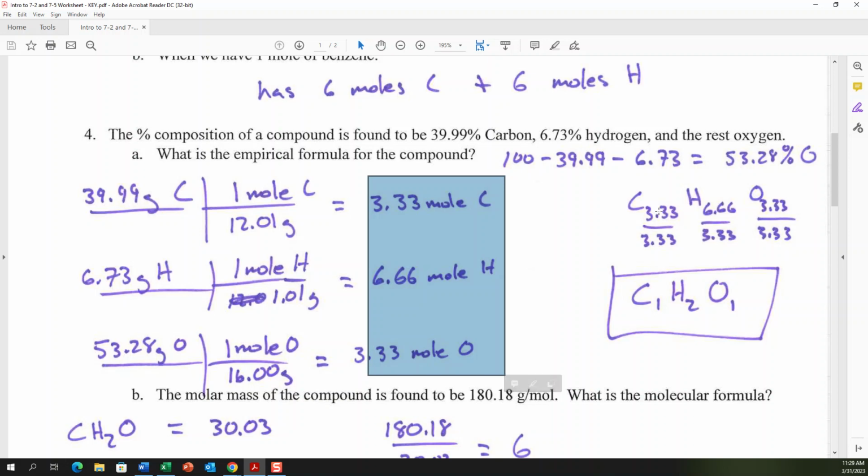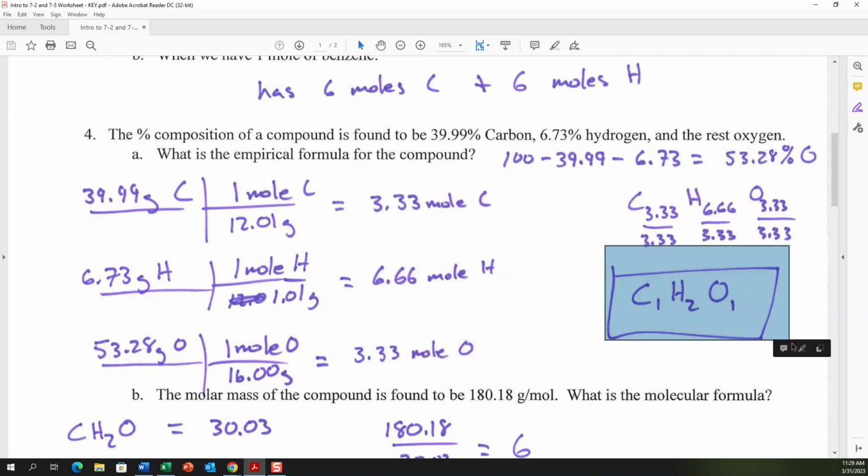Okay, so the lowest subscript is 3.33, and we'll divide that 3.33 divided by 3.33, we get C1. Oxygen has the same subscript, so we got O1. And then when we do 6.66 divided by 3.33, we get H2. And now we have all whole numbers, and that is my empirical formula.